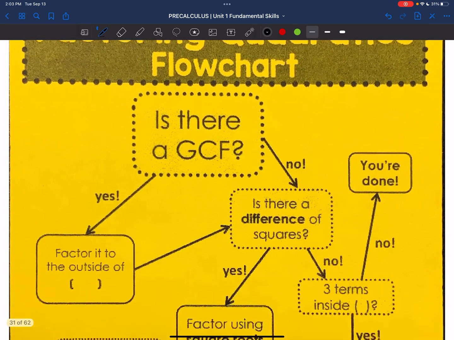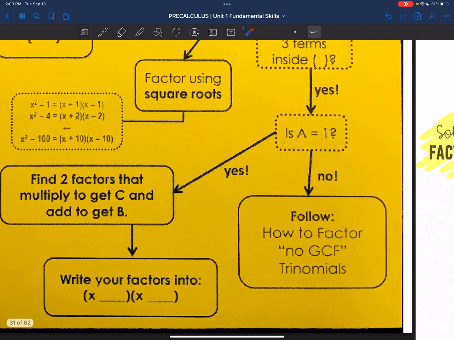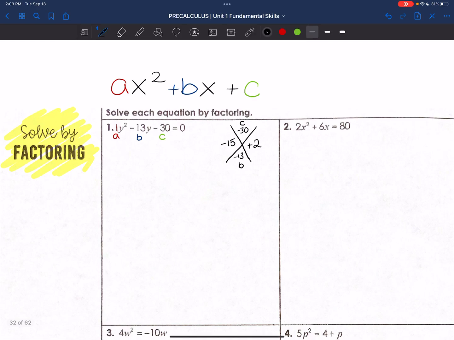So, ladies and gentlemen, we write our factors with the format x plus or minus the value that we found, and that is multiplied then with our second x plus or minus that number value. And so that looks like, in this case, y minus our 15 and y plus 2 equaling 0.